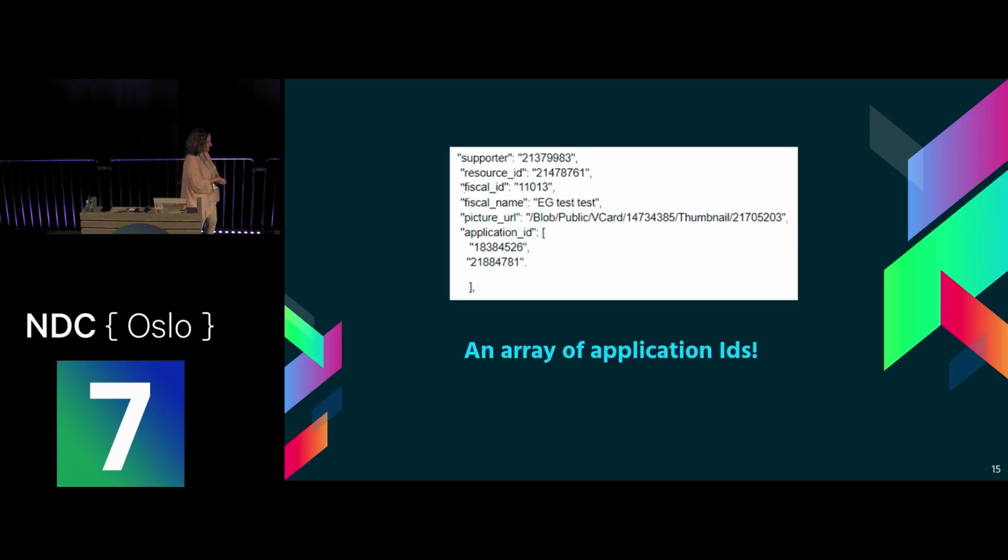So this is the business data that was in the token. Now, all of it, or most of it, looks pretty reasonable, except if you notice application ID. Application ID is an array. Okay. So let me try and explain how this application worked.